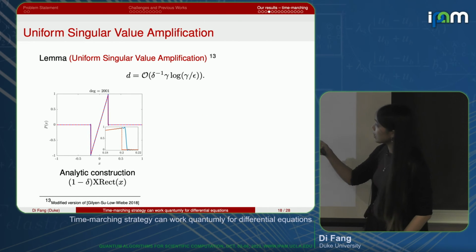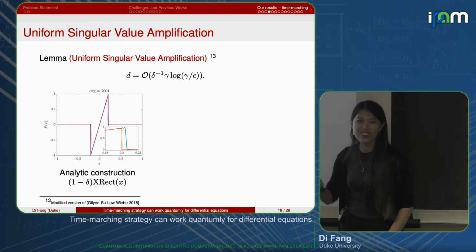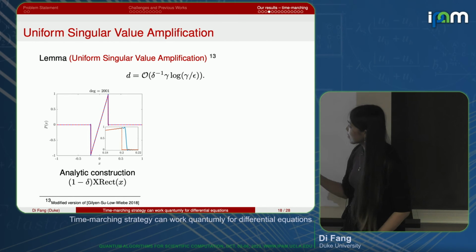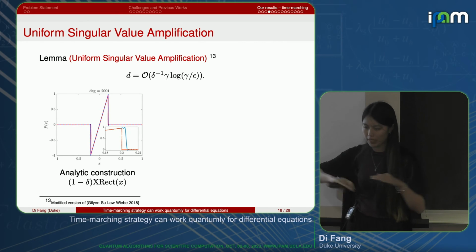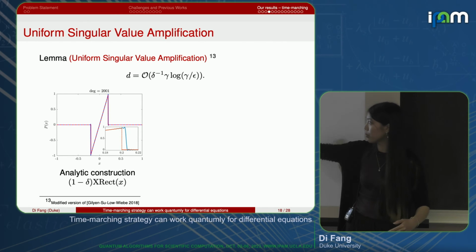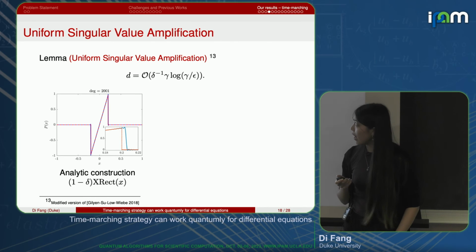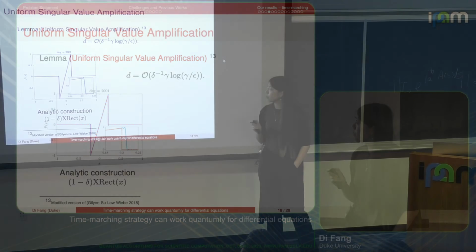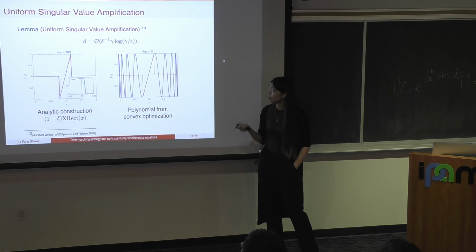I would just like to mention this is really a modified version of the work by the wonderful authors in the audience. So how exactly do you prove it? There are various different ways. Asymptotically, they're equivalent. For example, you can construct a rectangular function, multiply by x, and multiply by 1 over delta. There is an explicit analytic construction for this polynomial. However, a tiny thing I want to mention is that this explicit construction in reality may not be the best that you want to use.